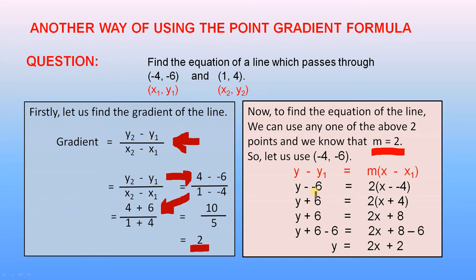Now y minus minus 6 becomes y plus 6. X minus minus 4 becomes x plus 4. So removing the grouping symbols, we have y plus 6 equals 2x plus 8. Now to simplify this equation here, we subtract 6 from both sides. We have to do this to both sides to keep the equation balanced. So y plus 6 minus 6 equals 2x plus 8 minus 6. So y equals 2x plus 2, and that is the equation of the line.